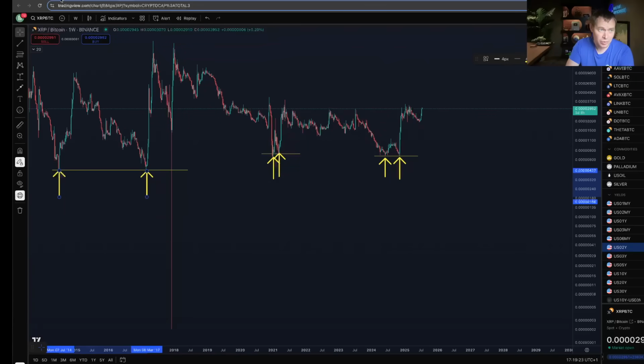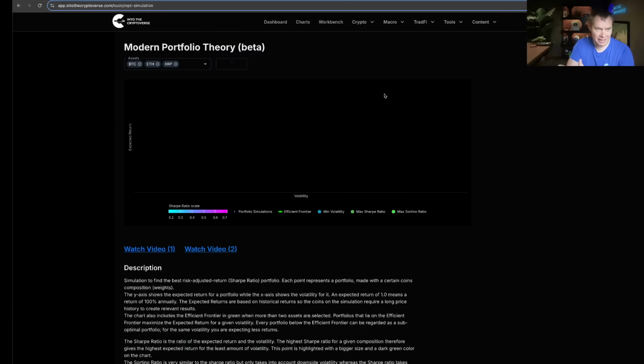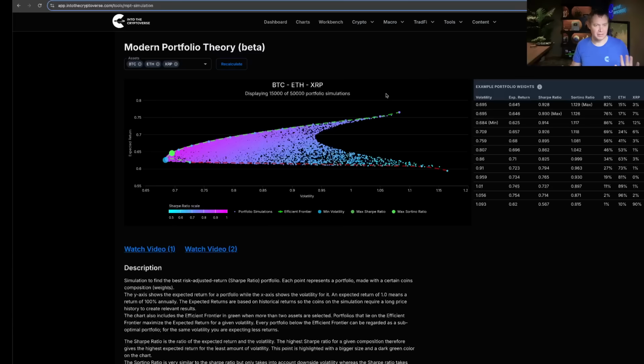And so when you add in XRP and you recalculate this, again, this is not my opinion, okay? This is just based on the historical record. The portfolio that maximizes your risk-adjusted returns, or in this case, your Sharpe ratio, would be about 76% Bitcoin, 17% ETH, 7% XRP. But if we want to go to the long-lost cousin of the Sharpe ratio, the Sortino ratio, 82% Bitcoin, 15% ETH, 3% XRP.